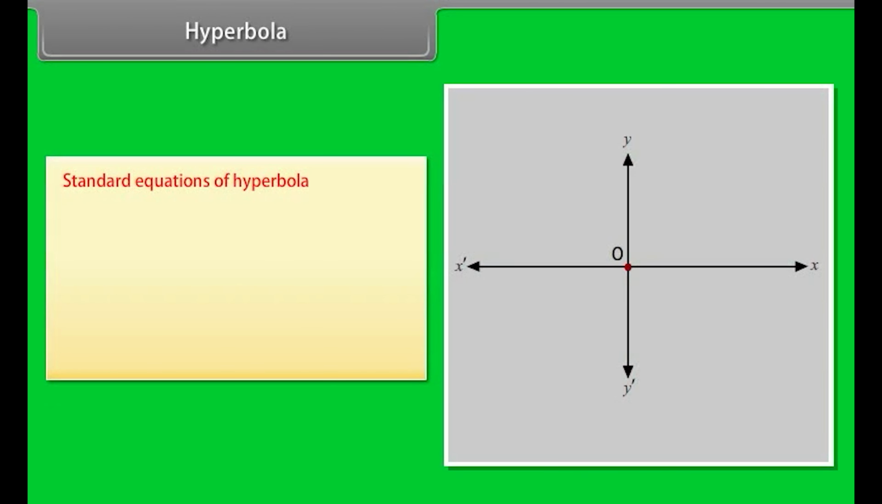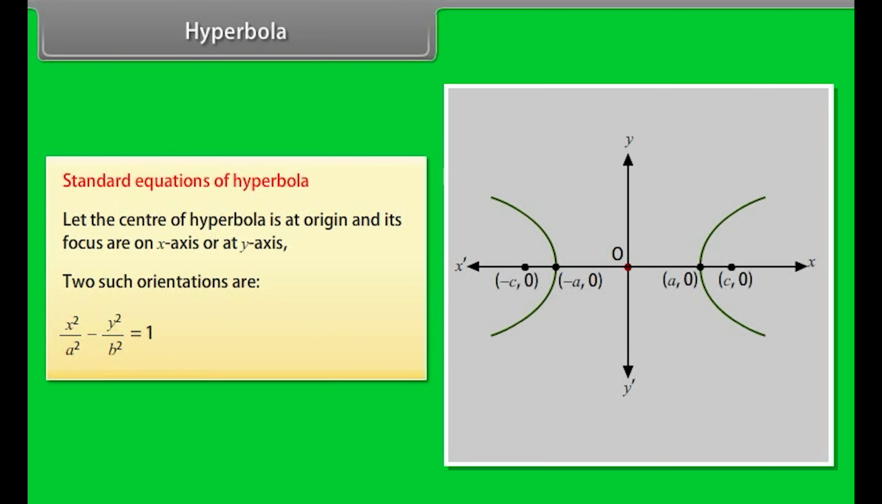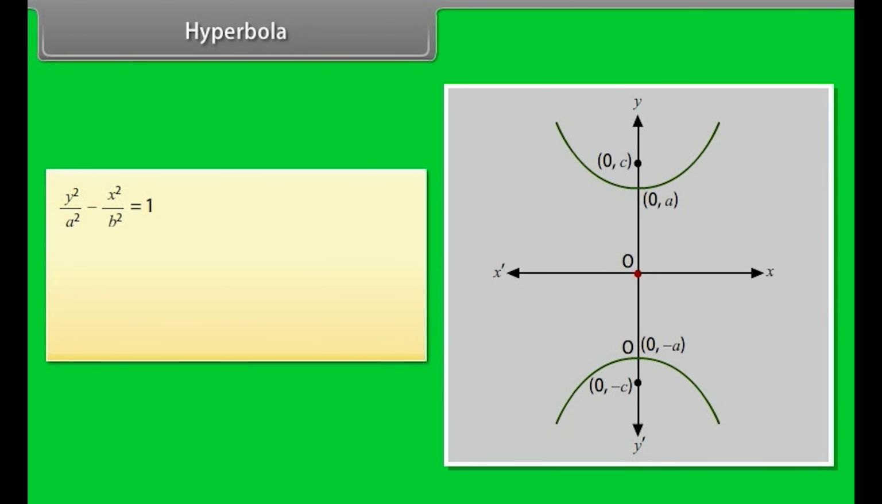Standard equations of hyperbola. Let the center of the hyperbola be at the origin and its foci on the x-axis or the y-axis. Two such orientations are x square upon a square minus y square upon b square is equal to 1, and y square upon a square minus x square upon b square is equal to 1. The length of the latus rectum of the hyperbola is 2b square upon a.